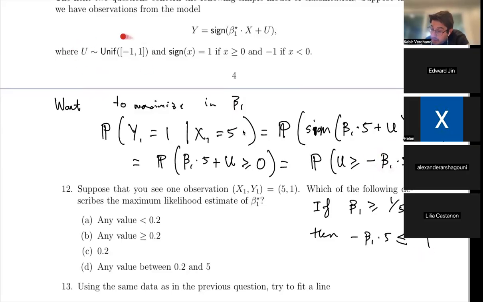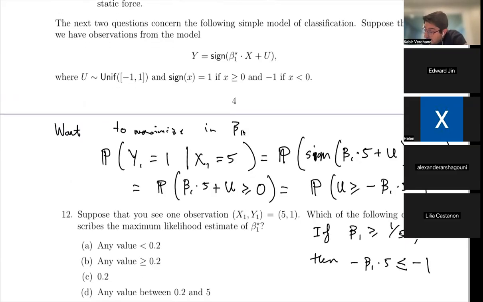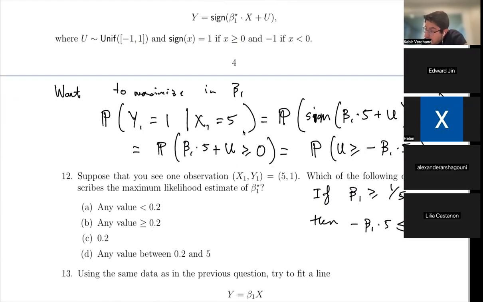Now we know that this random variable u is uniform between -1 and 1. That means that this random variable is always greater than or equal to -1. So that means that in this case, the probability is equal to 1 if beta 1 is greater than or equal to 1/5, and that's B.